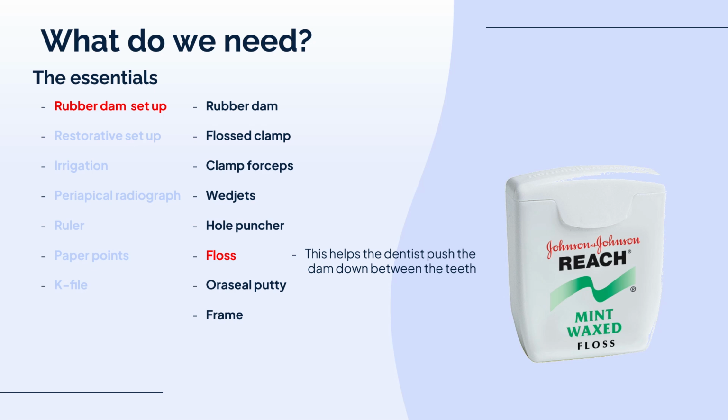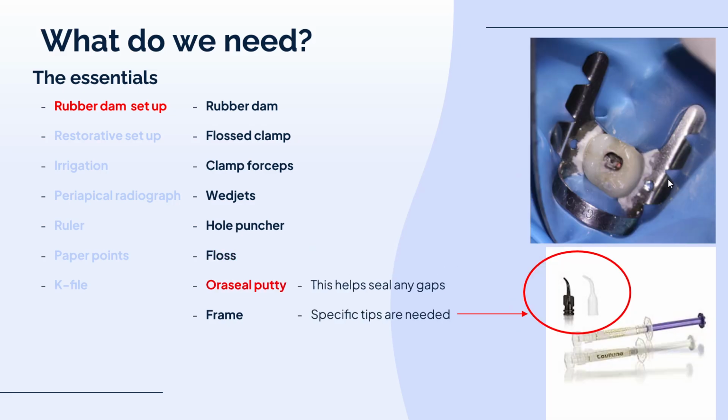Floss. Okay, so have some floss handy. This is to help push the rubber dam down between the teeth so that it sits low near the gum, because if it sits high up, it's just going to flick off, and then your hypochlorite is going to go down through the rubber sheet through the hole into the patient's mouth. So isolation is what we really want to do.